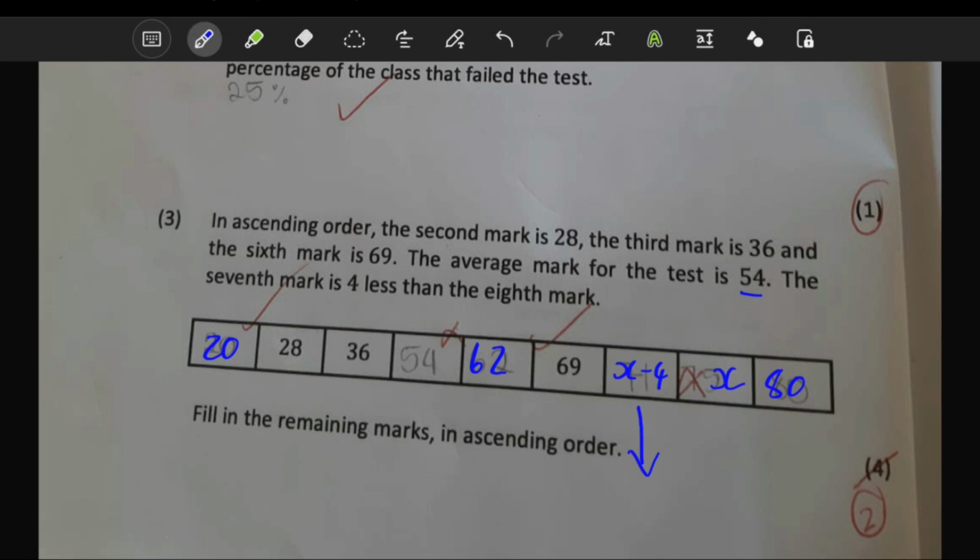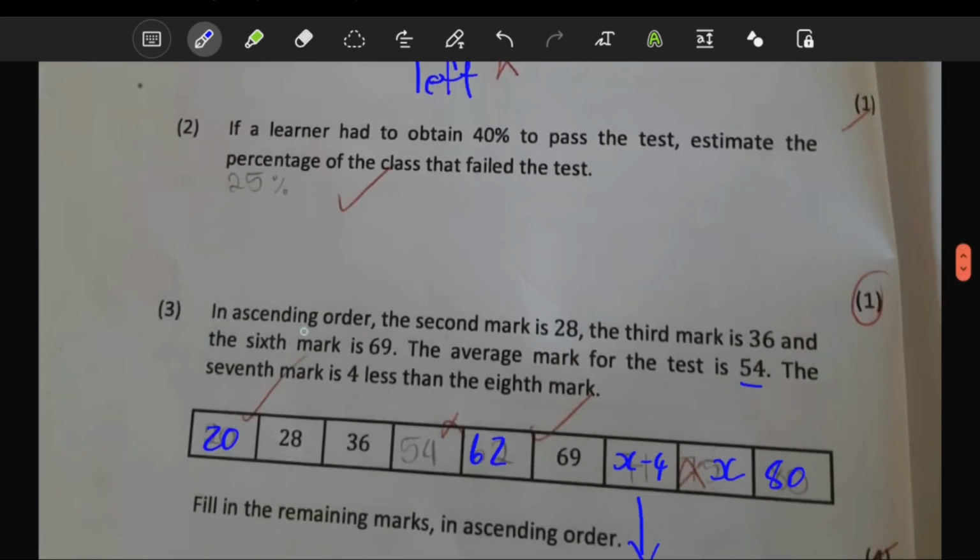What did they say? The 7th mark is 4 less than the 8th mark. And then we don't know what this is though. Oh, this is going to be so difficult, this is not fair. But let's see. In ascending order, the 2nd mark is 28, the 3rd mark is 36, and the 6th mark is 69. The average mark is 54.